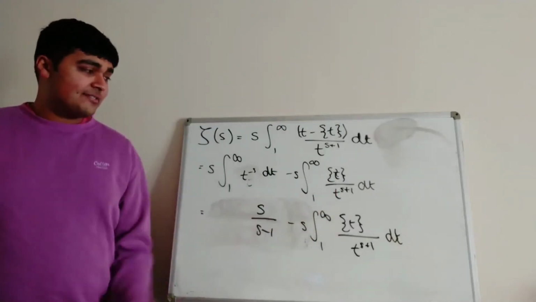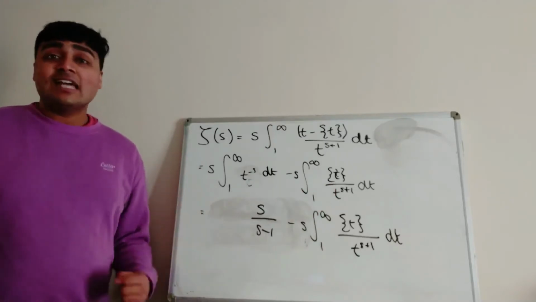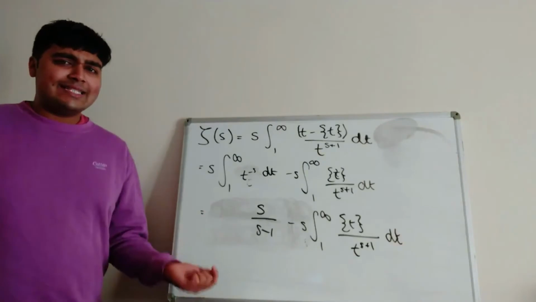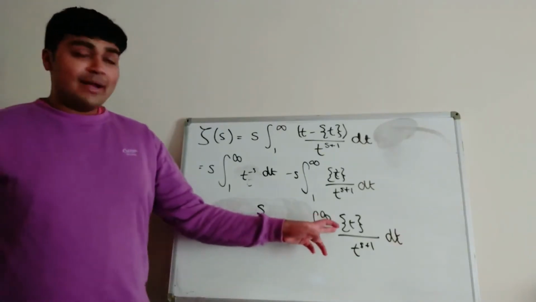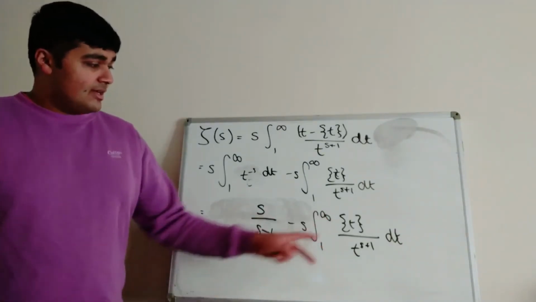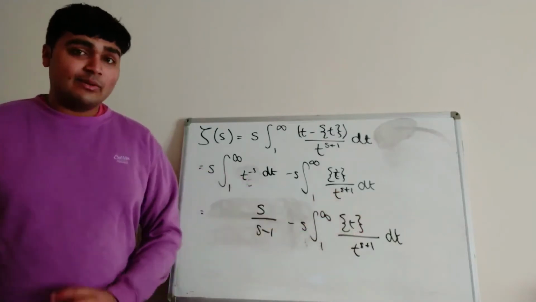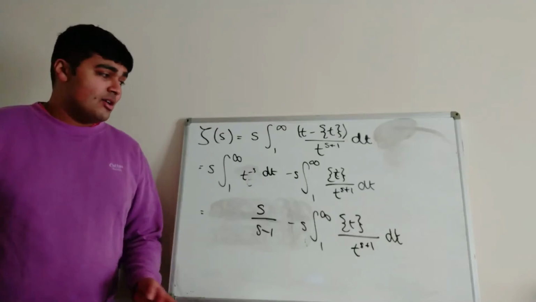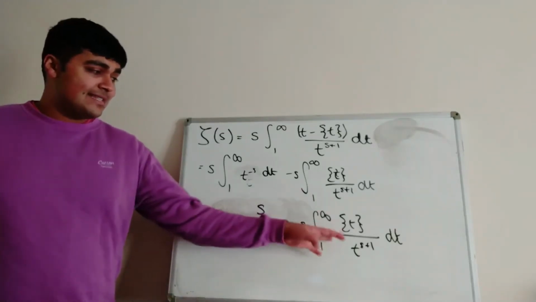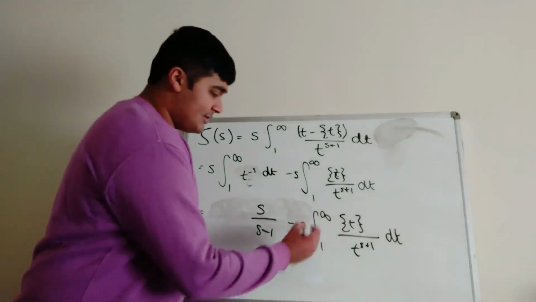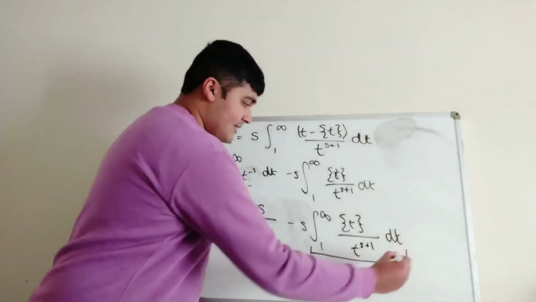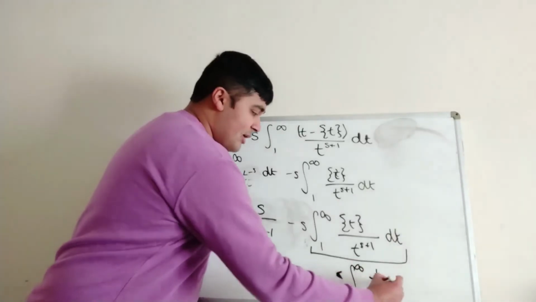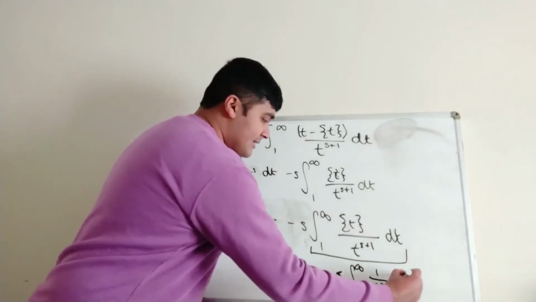The numerator of this fraction is just the fractional part of t. And remember that, depending on what t is, it's always just going to be some number between 0 and 1. So this is bounded above by 1, less than or equal to 1. And what we're dividing by is t to the s plus 1. So all of a sudden we see that this integral is going to be less than or equal to the integral from 1 to infinity of 1 over t to the s plus 1 dt.